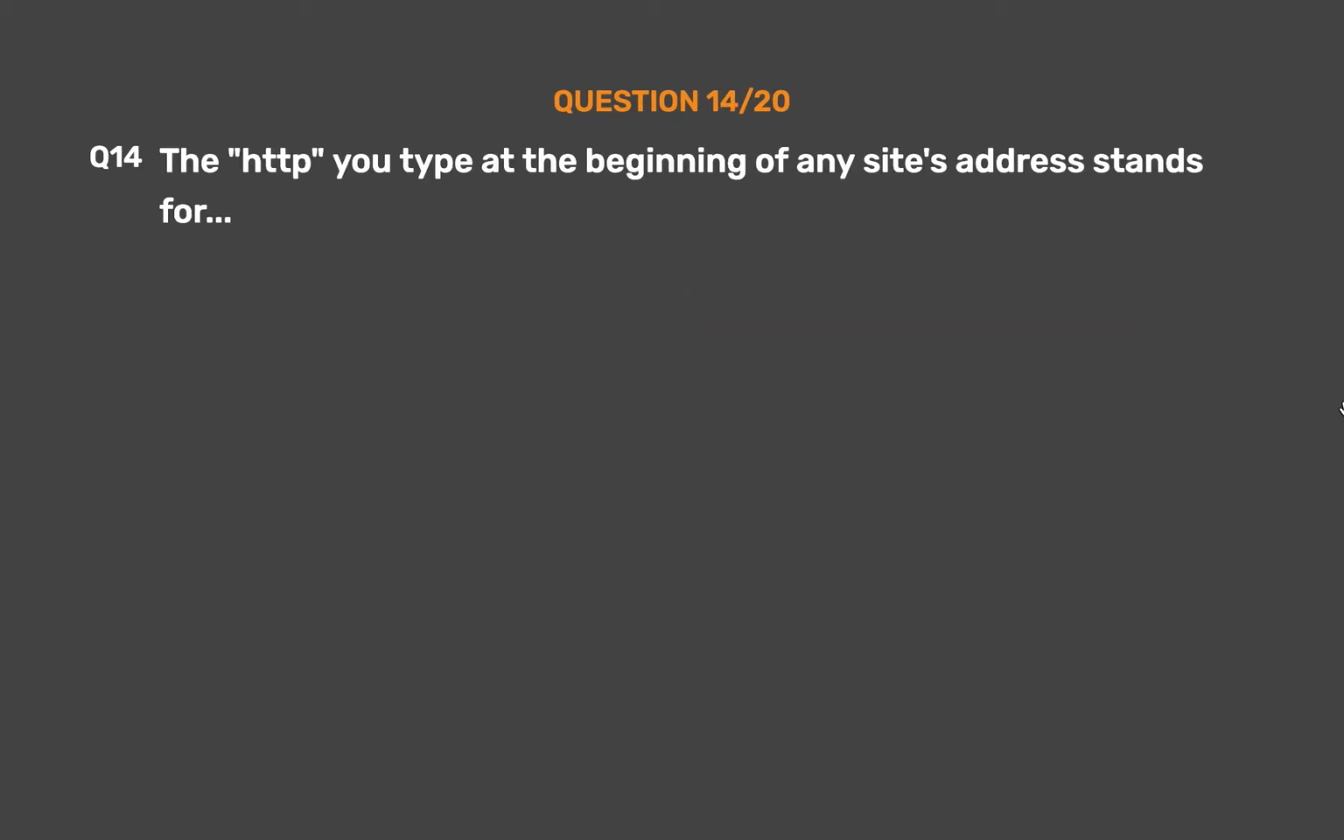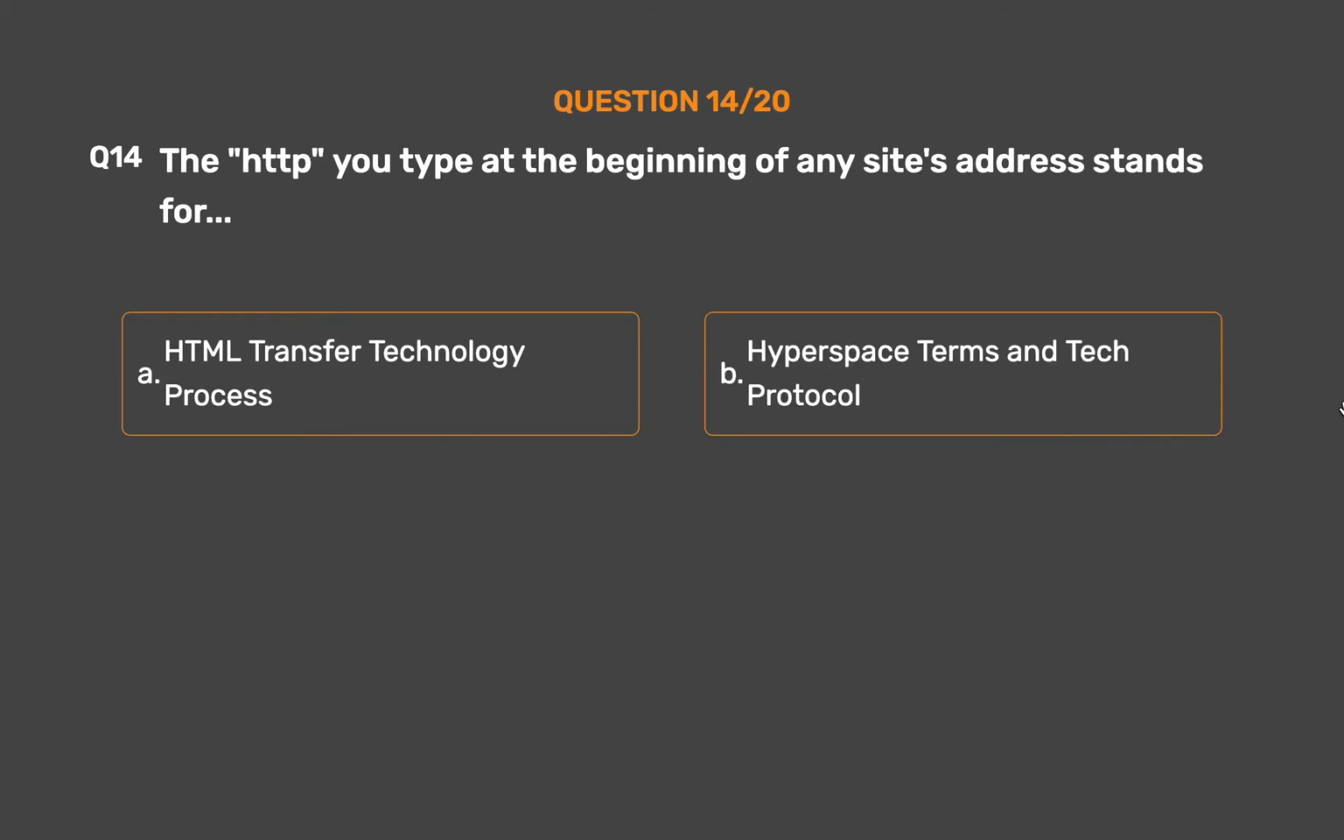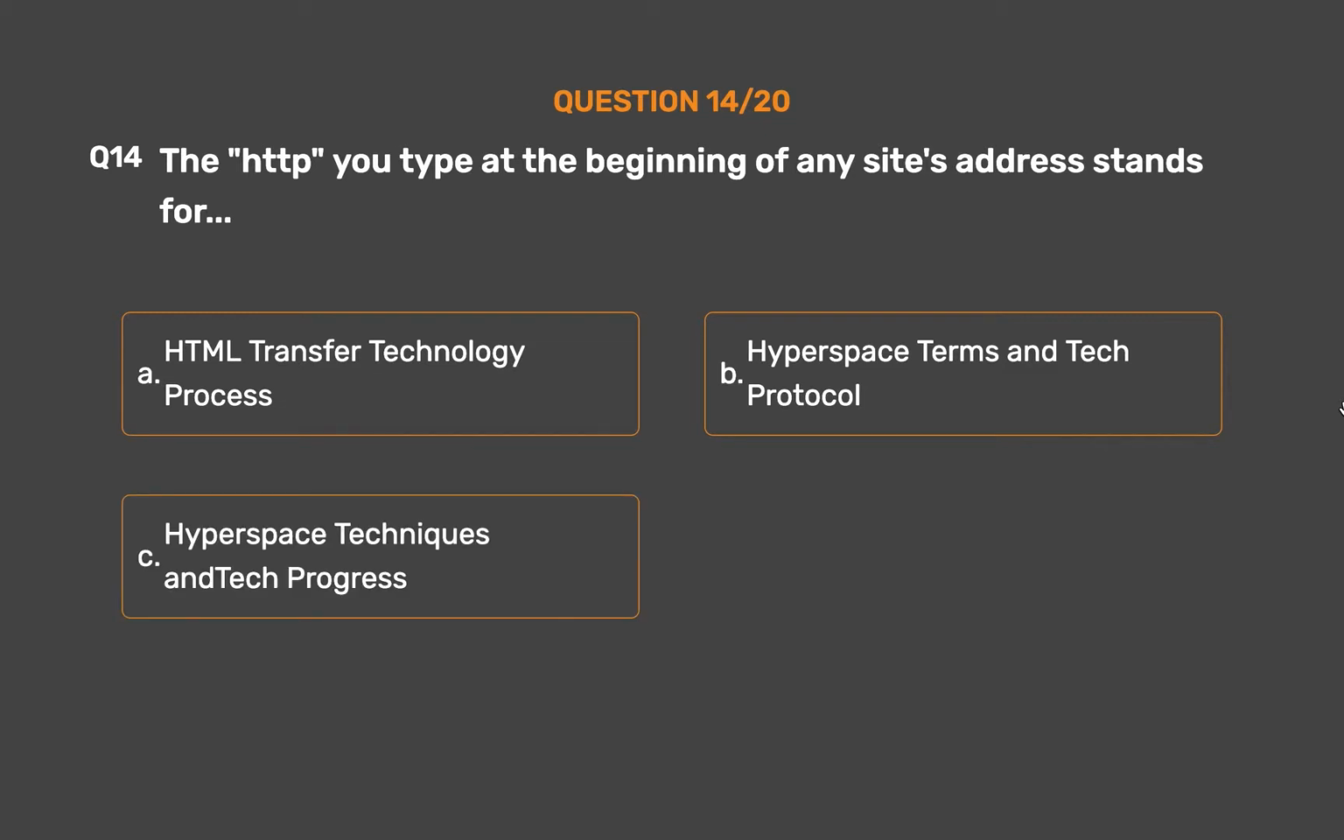Question number 14. The HTTP you type at the beginning of any site's address stands for option A, HTML Transfer Technology Process. Option B, Hyperspace Terms and Tech Protocol. Option C, Hyperspace Techniques and Tech Progress. Option D, Hypertext Transfer Protocol.